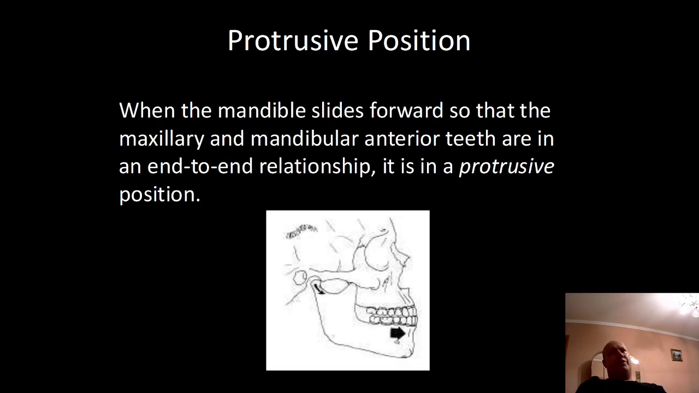Protrusive position. When the mandible slides forward so that the maxillary and mandibular anterior teeth are in an end-to-end relationship, it is in a protrusive position. This is true for an orthognathic bite, when your mandible moves forward. You see.